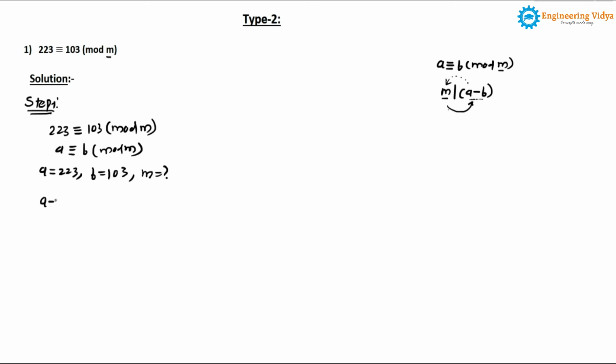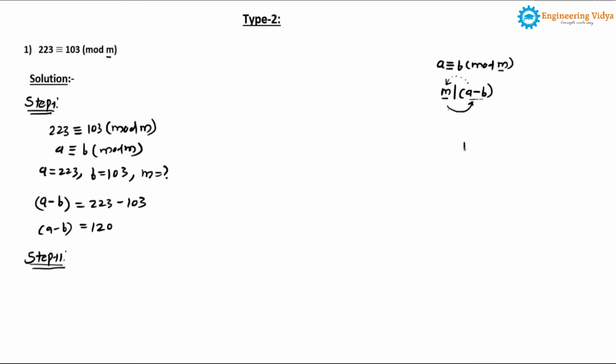So first of all, I'll find the value of A minus B. A is nothing but 223 and B is nothing but 103, and A minus B will be equal to 223 minus 103, which is equal to 120. So we have calculated the value of A minus B, and it is nothing but 120. I hope you understood something in this problem.